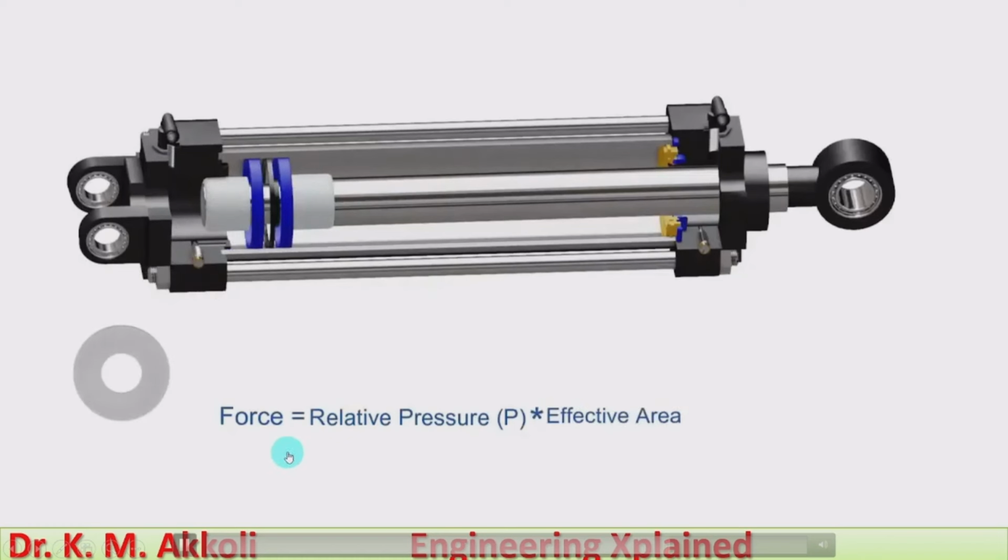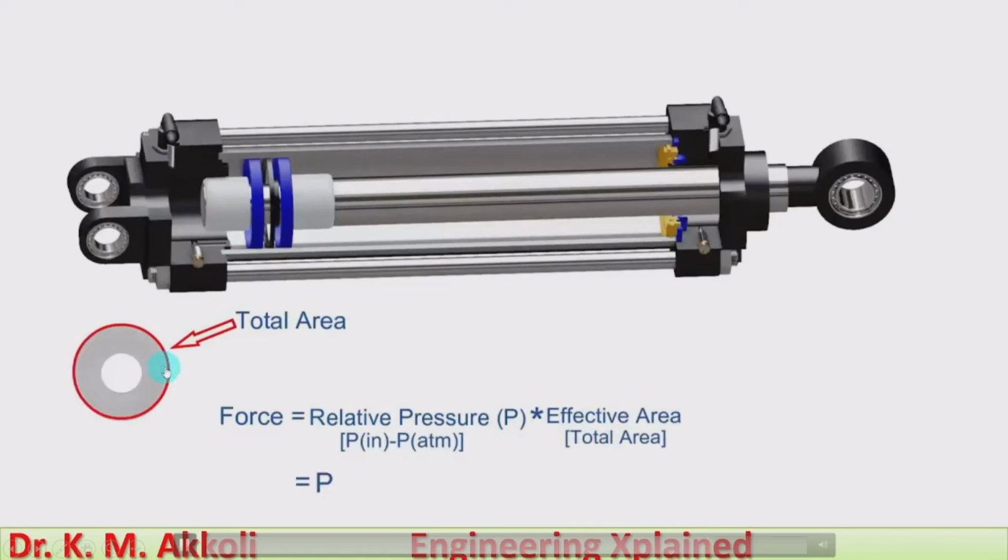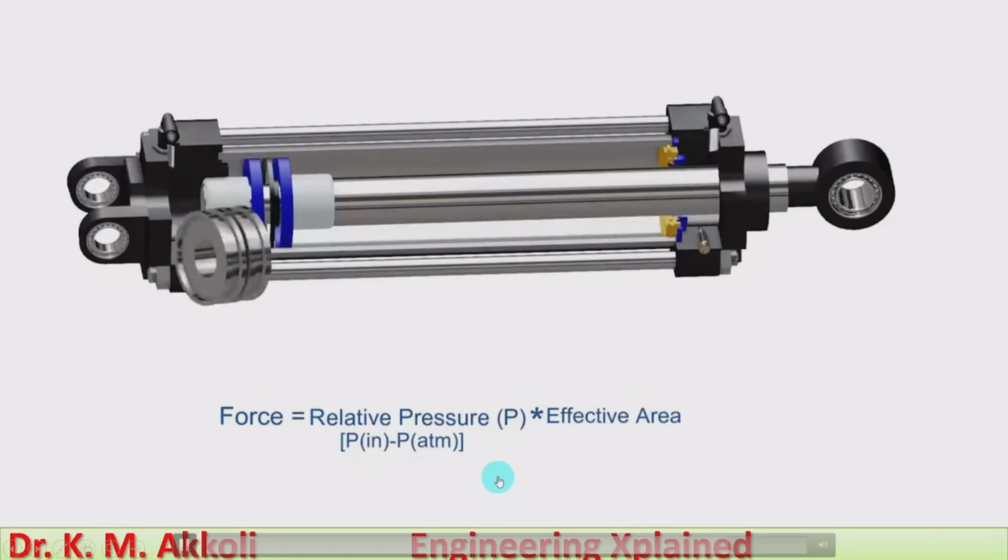Here the force acting during the extension will be the relative pressure multiplied with the effective area. During the extension, we consider the pressure minus the atmospheric pressure, and the area we consider is the total area of the piston, the whole area on which the force is acting. The extension force will be more.